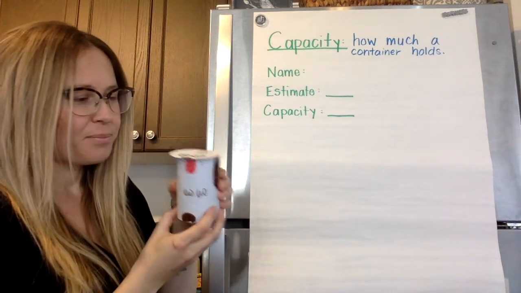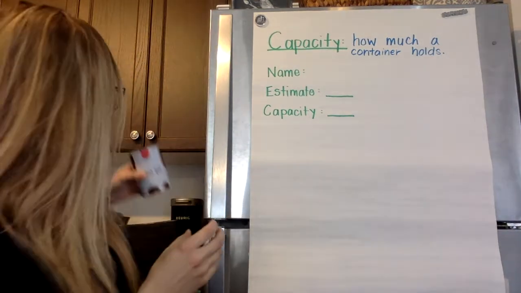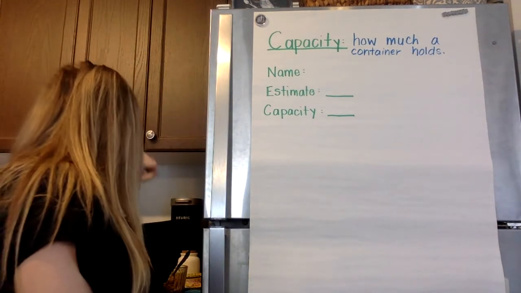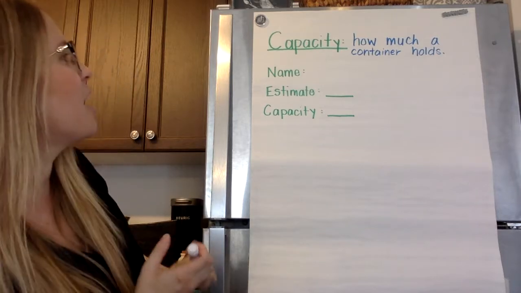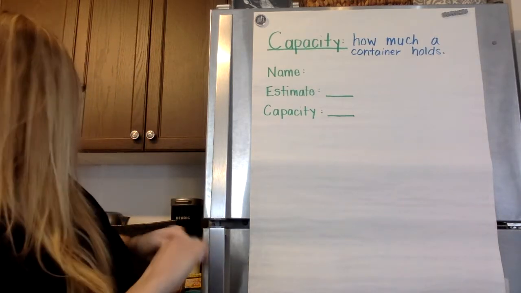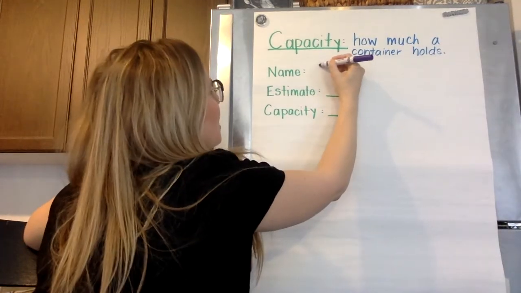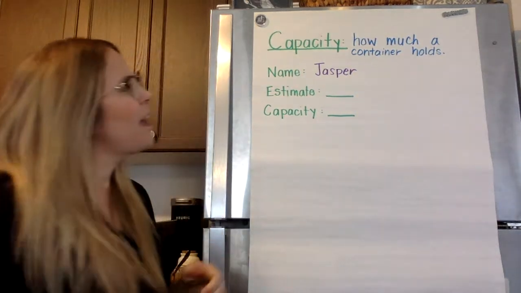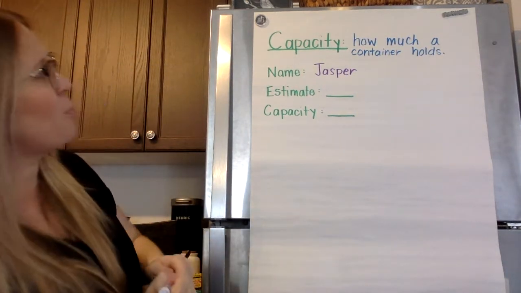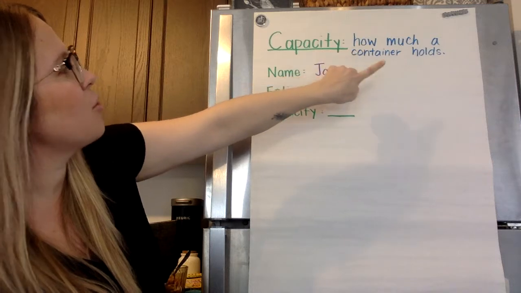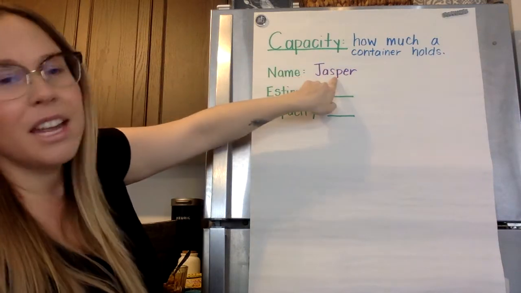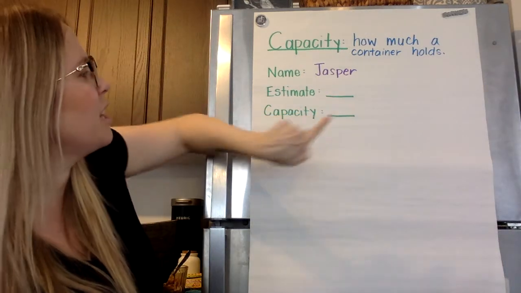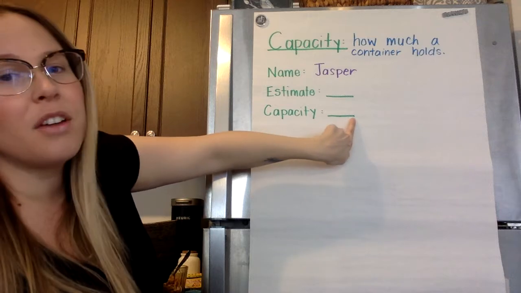Okay, so your first job is you need to create a hungry hound that you can feed. Your next step, once you've created him, is to think about, what do you want to name your hungry hound? I'm going to name my hungry hound Jasper. So I'm going to write his name up here, Jasper. And then in your notebook, after capacity, how much a container holds, I want you to write name and give your hungry hound a name. Then I want you to write estimate with a little line and capacity with a little underline.